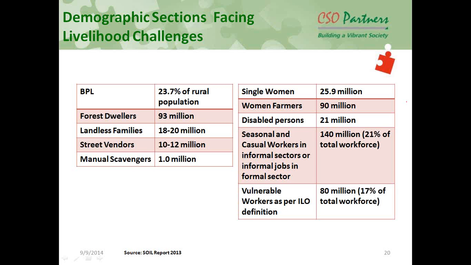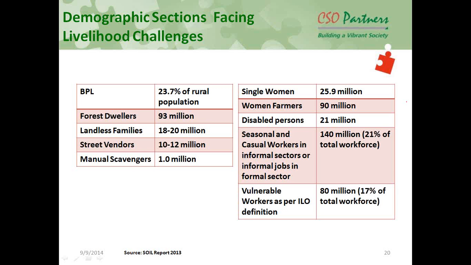Women farmers, 90 million. We saw that these women's participation rate in the workforce is reducing day by day, and this gap is widening. So it is really an alarming situation. Disabled persons, 21 million. Seasonal and casual workers in informal sector or informal jobs in formal sector, 140 million, 21% of the total workforce. As I discussed, in the informal sector, the unregistered MSMEs, we have the majority of the workforce participating. There are seasonal workers, casual workers. So 21% of the total workforce is participating in that.